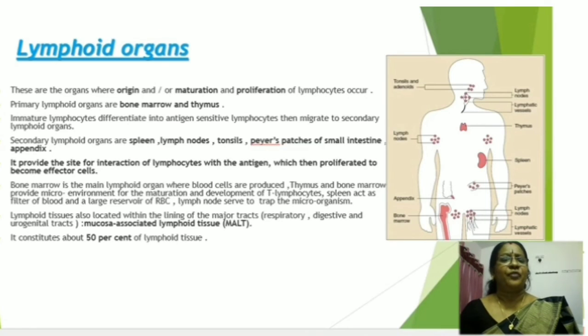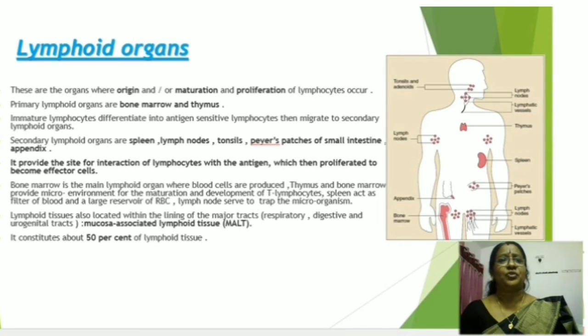In primary lymphoid organs, immature lymphocytes differentiate into antigen-sensitive lymphocytes, then migrate to secondary lymphoid organs. Secondary lymphoid organs are the site for interaction of lymphocytes with the antigen, which then proliferate to become effector cells. Bone marrow is the main lymphoid organ where blood cells are produced. Thymus and bone marrow provide the microenvironment for the maturation and development of T lymphocytes. Spleen acts as a filter of blood and a large reservoir of RBC. Lymph nodes serve to trap microorganisms.